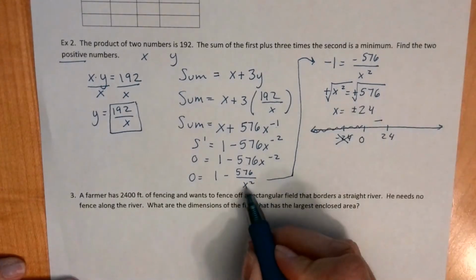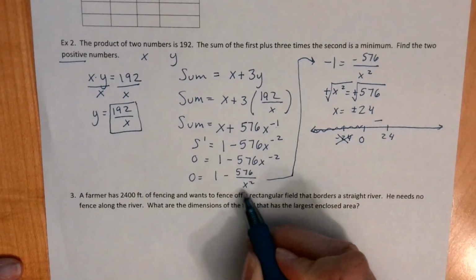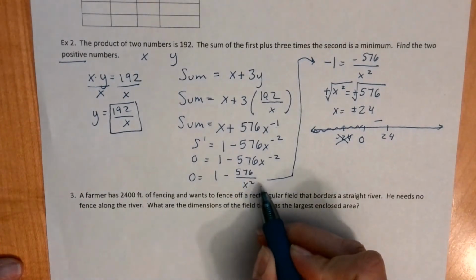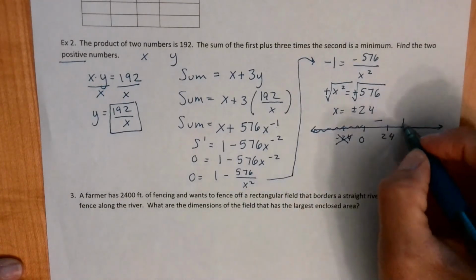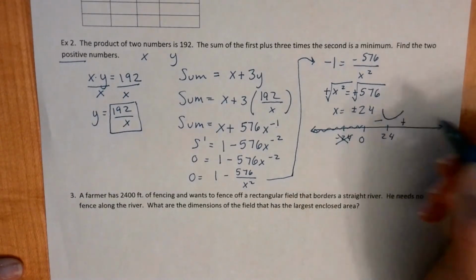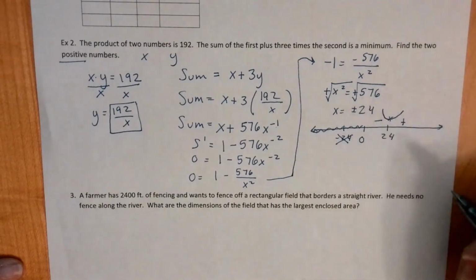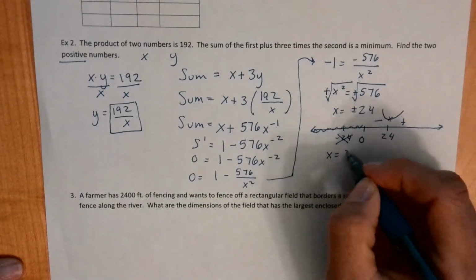If I substitute 1,000 in here, 1,000 squared is very large, which means 576 over that large number is very small, smaller than 1. So 1 minus that small number would be positive. So that does confirm, in fact, that we have something that is decreasing and then increasing. So we do, in fact, have a minimum.